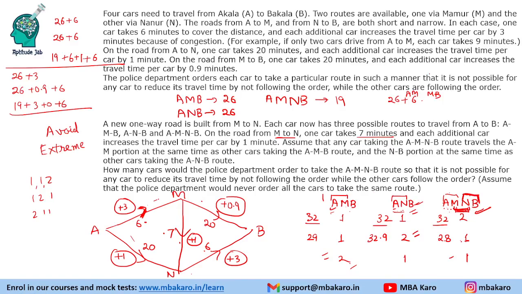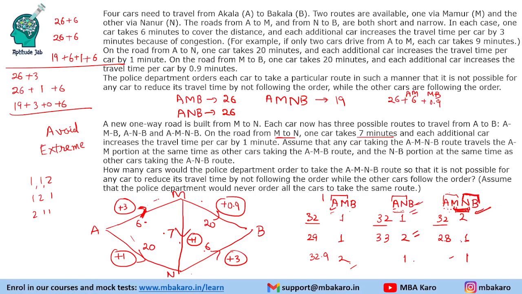So they will take 1 more minute. So that will make it, sorry, this will be 0.9, and the previous case it should have been 1 here. So it would be 33 in this case, and MB, one more car, so total 32.9 minutes.